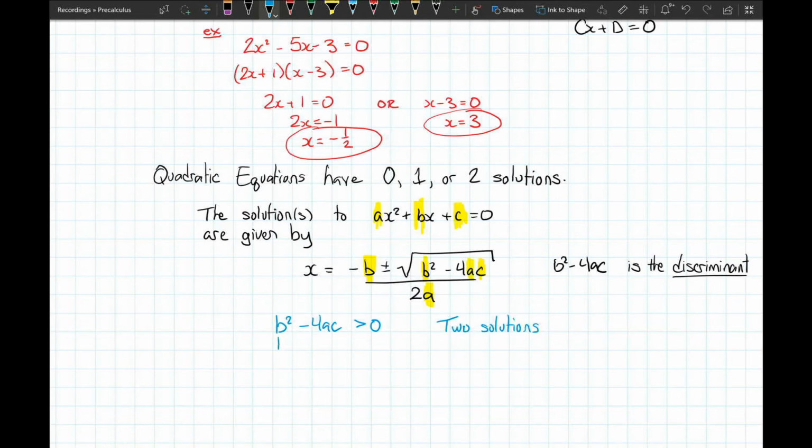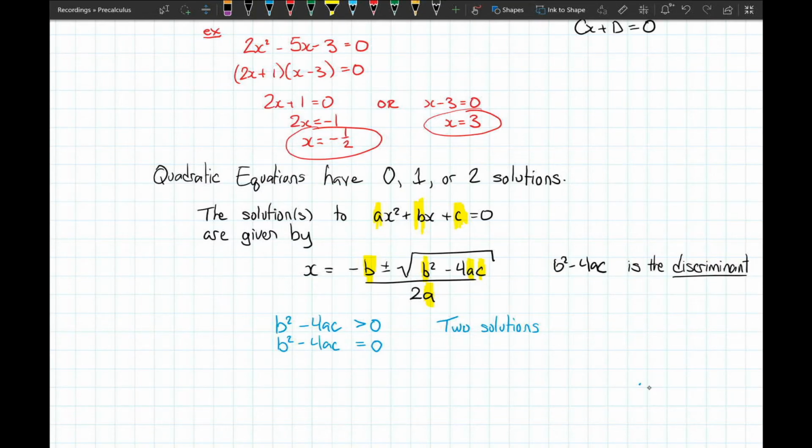Now, if b squared minus 4ac is equal to 0, then we know that we can take the square root of 0 because there is a value where if we square it, its square equals 0. Remember, to find the square root of 0, you have to think, what number squared equals 0? Well, that number is 0. So the square root of 0 is equal to 0, and that's allowed.